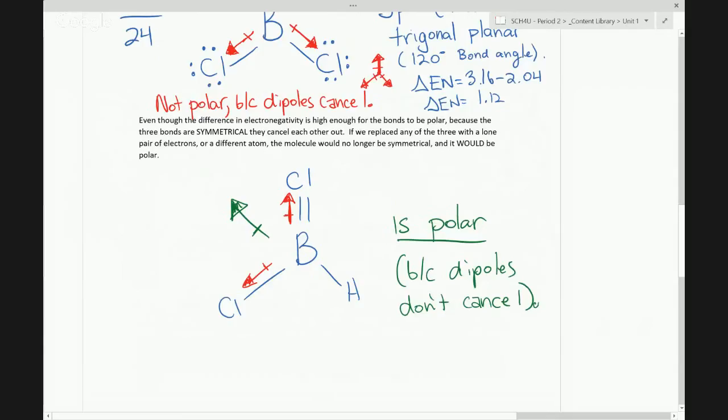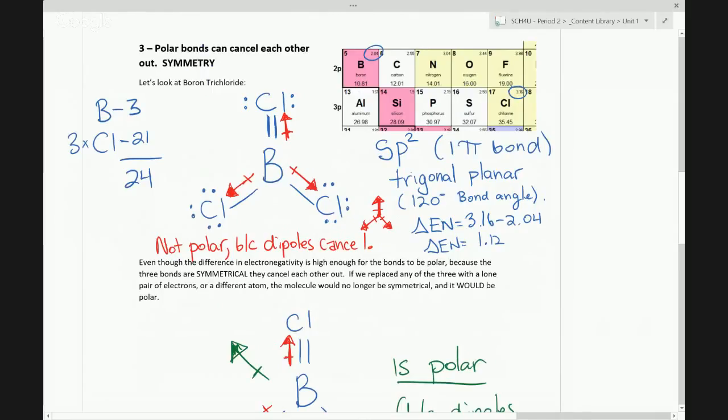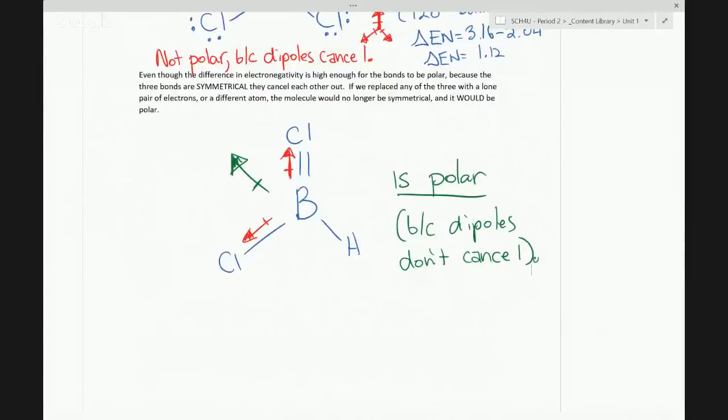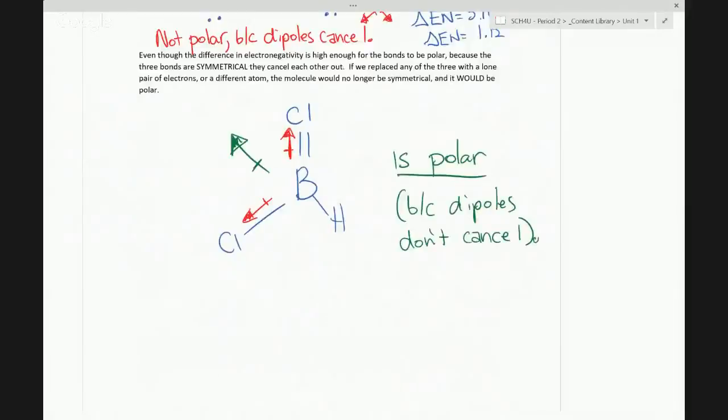And the long and the short of that is, if all three of the bonds in this case are to the same thing, then they're going to cancel out. But if two of them are to the same thing and the third one is to something different, they don't cancel out. And this also, by the way, could just as easily have been a lone pair of electrons. And if it were a lone pair of electrons, these two dipoles would still not cancel out. So anything other than another chlorine will let these dipoles make the thing polar, as long as it's not symmetrical. And that's the rule.